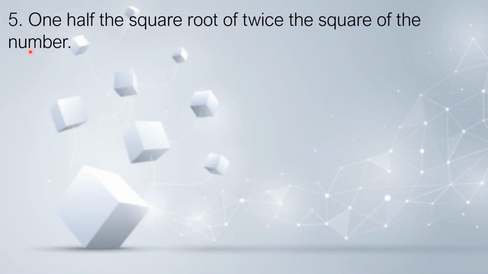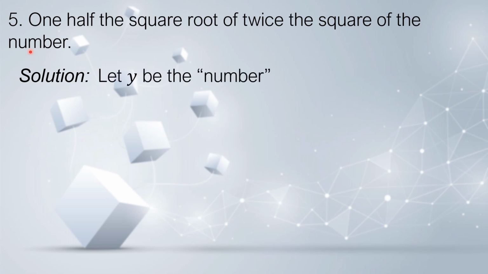Fifth example, 1/2 the square root of twice the square of the number. So, medyo komplikado ang ating verbal phrase na given. So, hati-hatiin natin or isa-isahin natin i-analyze yung bawat words. So for the solution, let y be the number. Ang una nyong gagawin is palitan muna ng variable yung salitang the number. And then, tsaka natin iisa-isahin per word yung ating given verbal phrase.